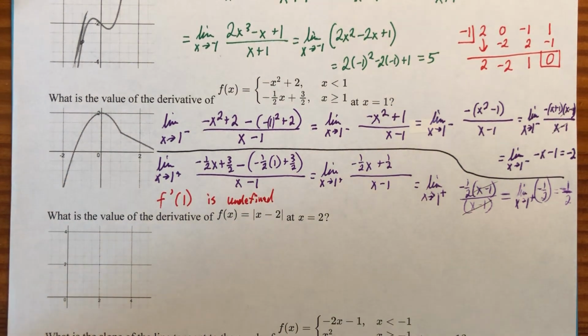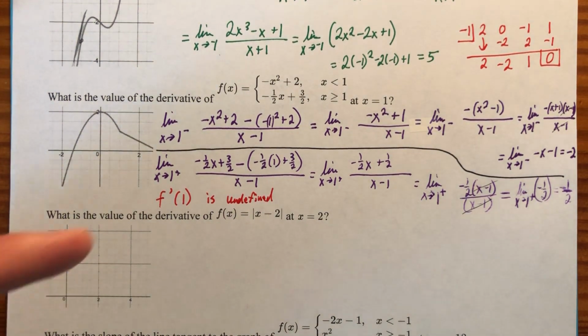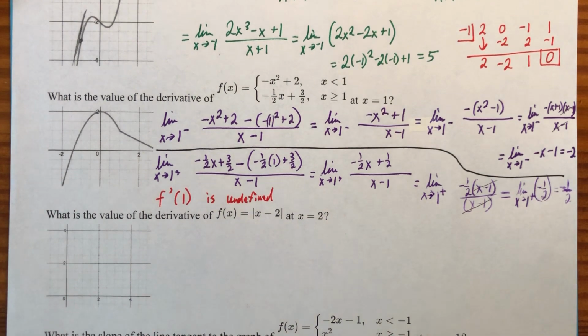The limits coming from the left and the right don't match up. So we could say the limit doesn't exist. Therefore, the value of the derivative is undefined.